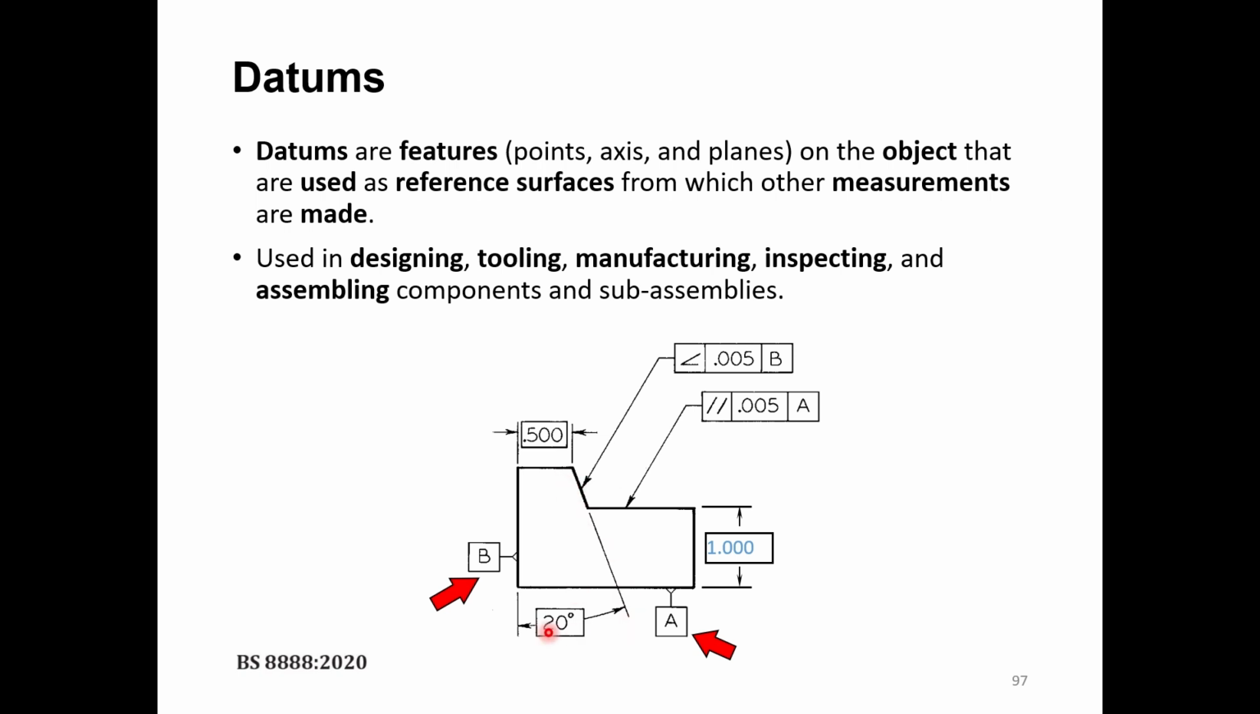Then we have an angle of 20 here, and it says the angle of this line or this surface should be within 0.005 with respect to B. So this angle is measured from B. This is the datum for the angle. So we should measure the angle starting from surface B, and then we have 20 degrees. But this 20 degrees is not without tolerances. The tolerances are defined here.